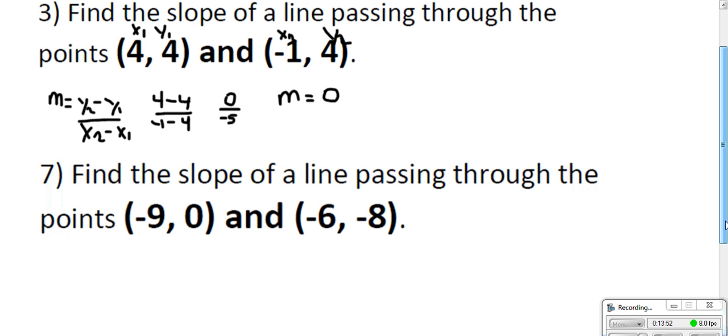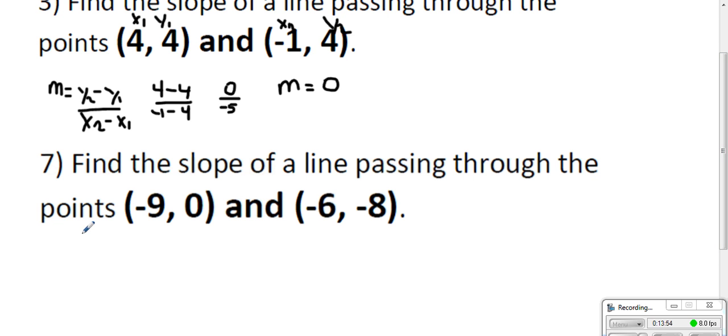I'm going to put this up just a little bit here, and hopefully have enough room to show you the whole problem. M equals, and I'm not going to rewrite this equation yet, that's what you have to do. So this is x1. I do have to label though, because I get a little confused. This is y1. This is x2. This is y2. So y2 minus y1 is -8 minus 0. And then x2 is -6 minus a -9.